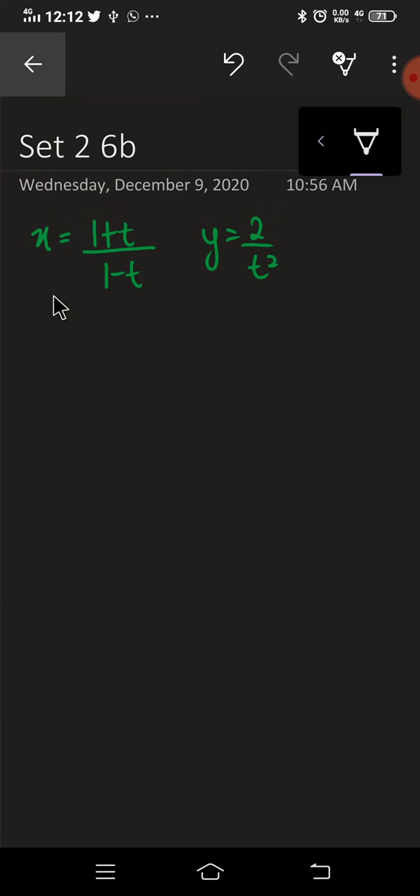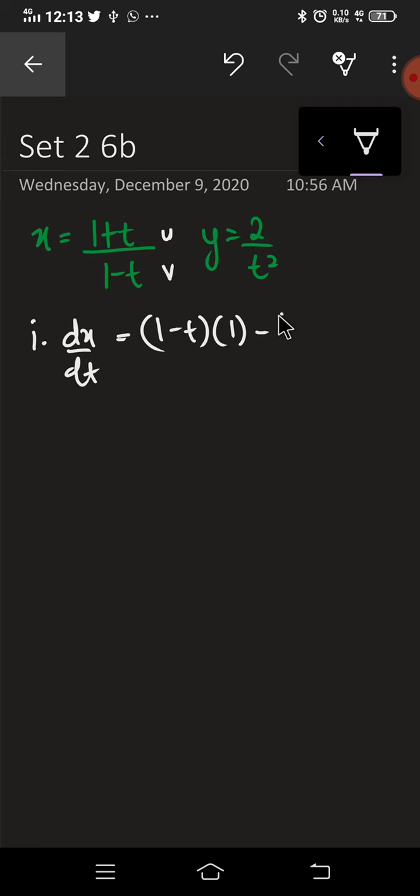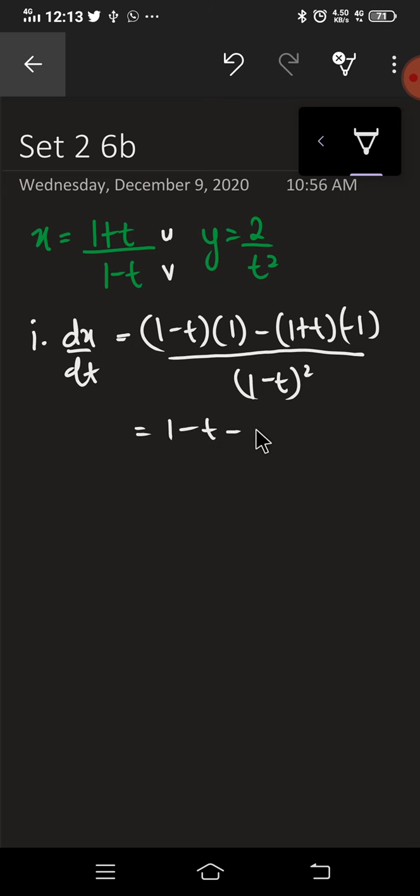Question number 6D. A curve has parametric equations x and y, where t is a parameter. Show that dx/dt... The first question is dx/dt, which means we have to differentiate with respect to t. For this one, we have to use the quotient rule. So what we get is (1 minus t) multiplied with 1, minus (1 plus t) multiplied by negative 1, all divided by (1 minus t) all squared. So we get 1 minus t minus 1 plus 1 minus t, all divided by (1 minus t) all squared.